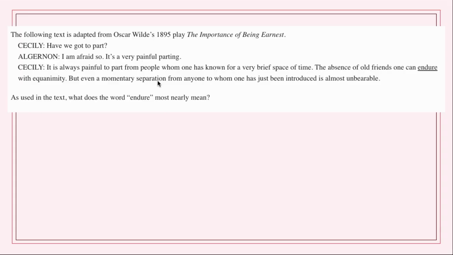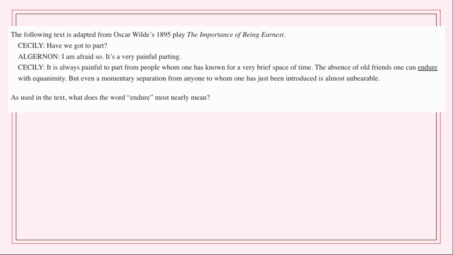So in this part, we're talking about one sort of separation being unbearable. And the fact that we have the transition word but means we're talking about something different in this part compared to this part. Here, we're emphasizing how painful it is to part from someone you just met, and this is contrasting what it's like to part with an old friend. Maybe this is saying that the absence of old friends one can bear, or be okay with. You're like, okay, I'm going to see them again. But even a little bit of separation from someone you just met is super painful.